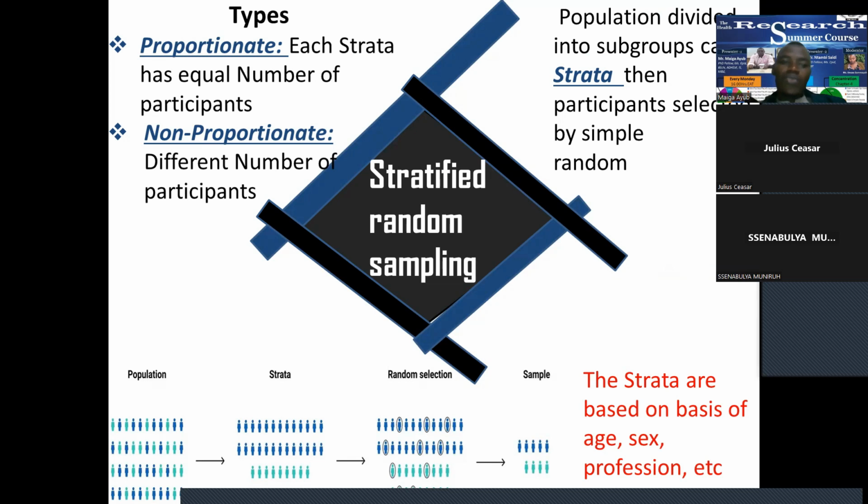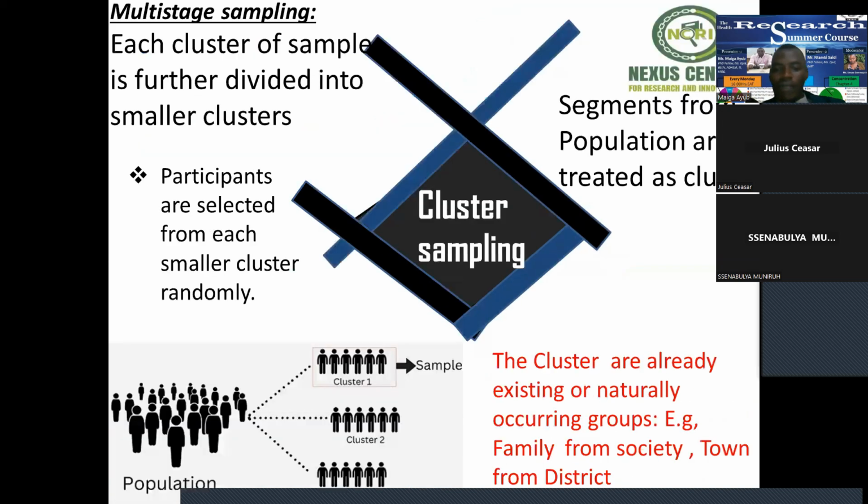And the non-proportionate is when the numbers in the strata are not the same. Okay, the strata for doctors maybe has 5. The strata for nurses maybe has 10 or 15, because nurses usually are midwives, like that. So a population is divided into what we call strata under stratified, and the example I've given you is health care workers. Then after making those strata aside, you can select participants from those strata randomly, using simple random, like I've shown above.